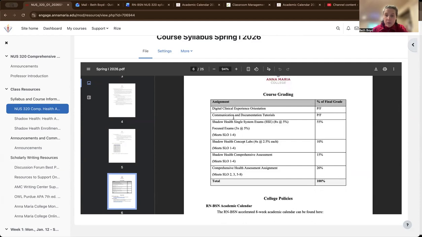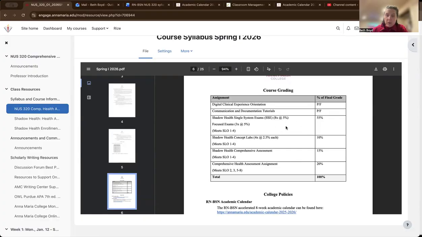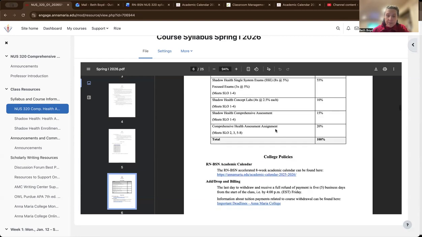So you do have those 2 that are pass/fail, and you have those 2 attempts. And then these other exams that you're doing are broken down. So a little over half of your course is in those single exams, the focused exams. That's where most of your grade is coming from. The concept labs are about 10%, and then the assessments you're doing towards the end are worth a little bit more. But as you can see, the bulk of those grades are coming from the exams and the assessments you're doing.